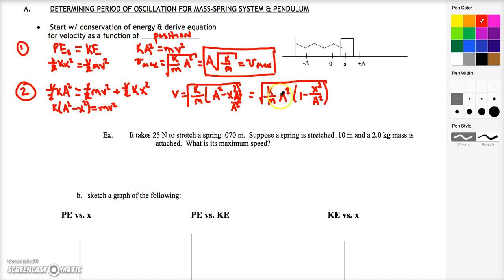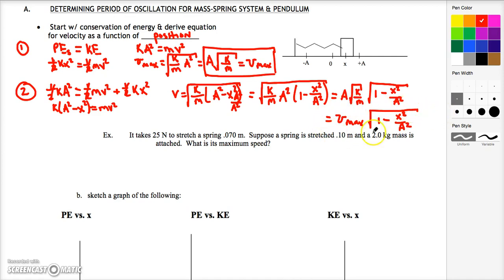And I could do the same thing with the a squared, and I'm going to write this like this, and you'll see why. I'm going to pull out the a, so I have the square root of k over m, and then I also have the square root of 1 minus x squared over a squared. The reason I wrote it like this is because this up here actually stands for the maximum speed. So we have the maximum speed times the square root of 1 minus x squared over a squared.